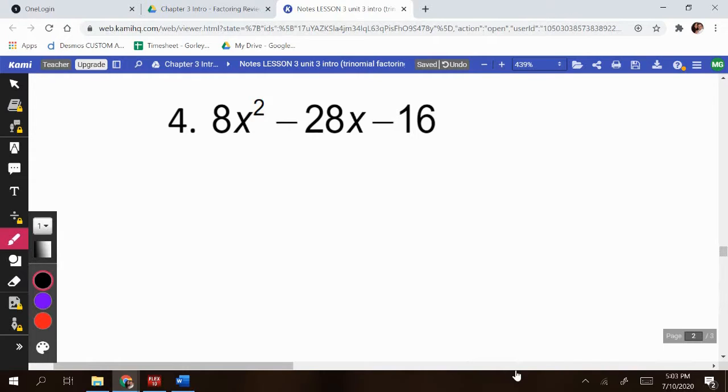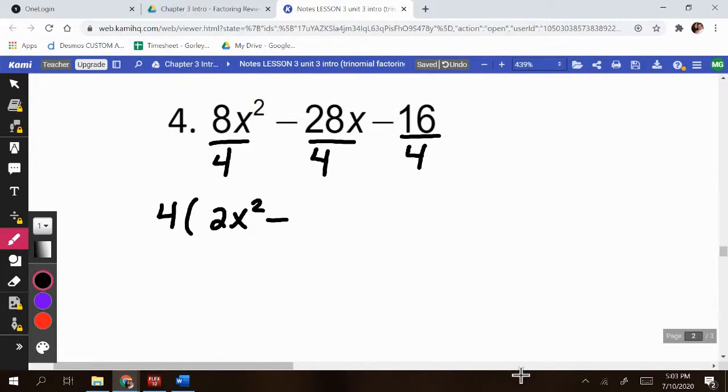Okay, now in number 4, we do have a GCF. This is the first time I see a GCF. What are all 3 terms divisible by? What's the largest number they're divisible by? I think it's 4. So if I factor out a 4, I would get 2x squared minus 7x minus 4. Okay, and you can see how I still have a trinomial left here on the inside. So I'm going to use trinomial factoring on that inner function.